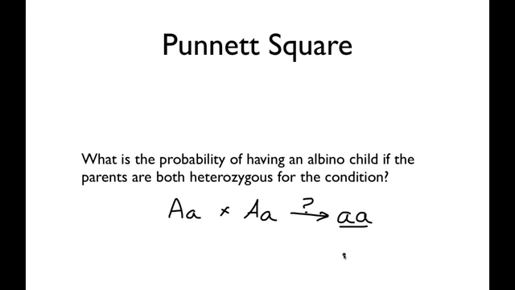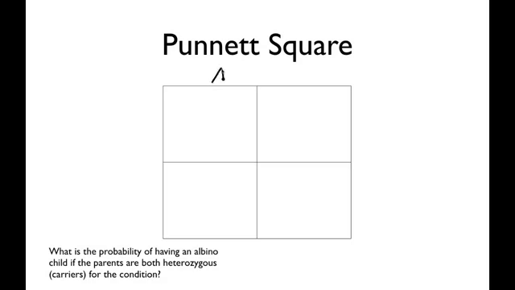How are we going to figure this out? Well, that's what the Punnett square is for. So here we have our Punnett square, and the first thing you want to do is sort out the parents. Now in this case, the parents are both heterozygous, so they're both the same. It doesn't matter who you put where.